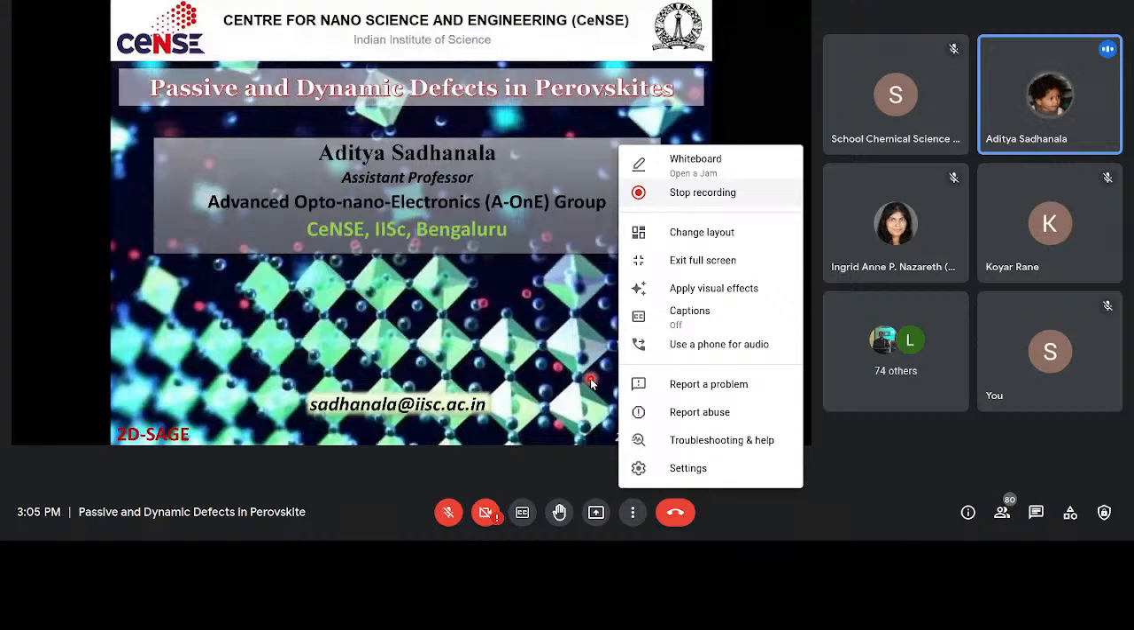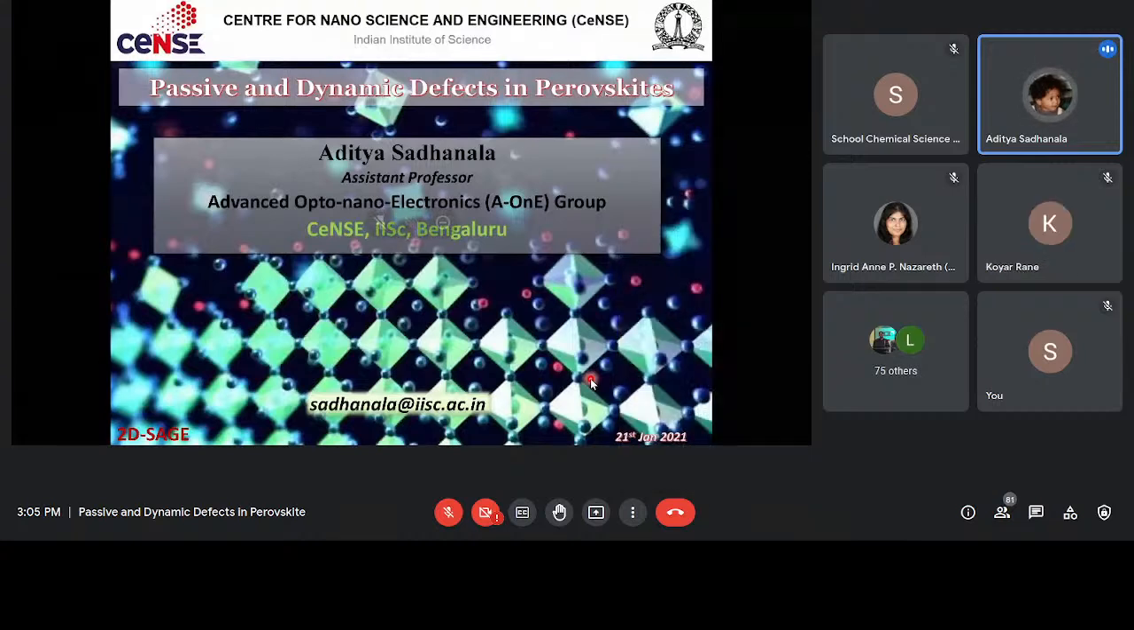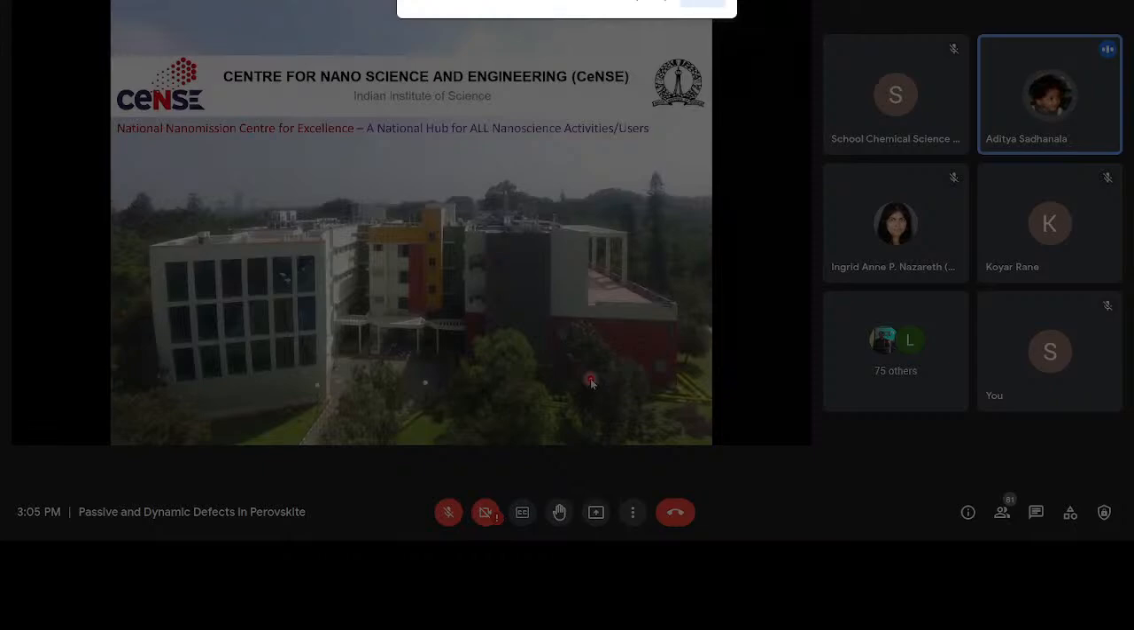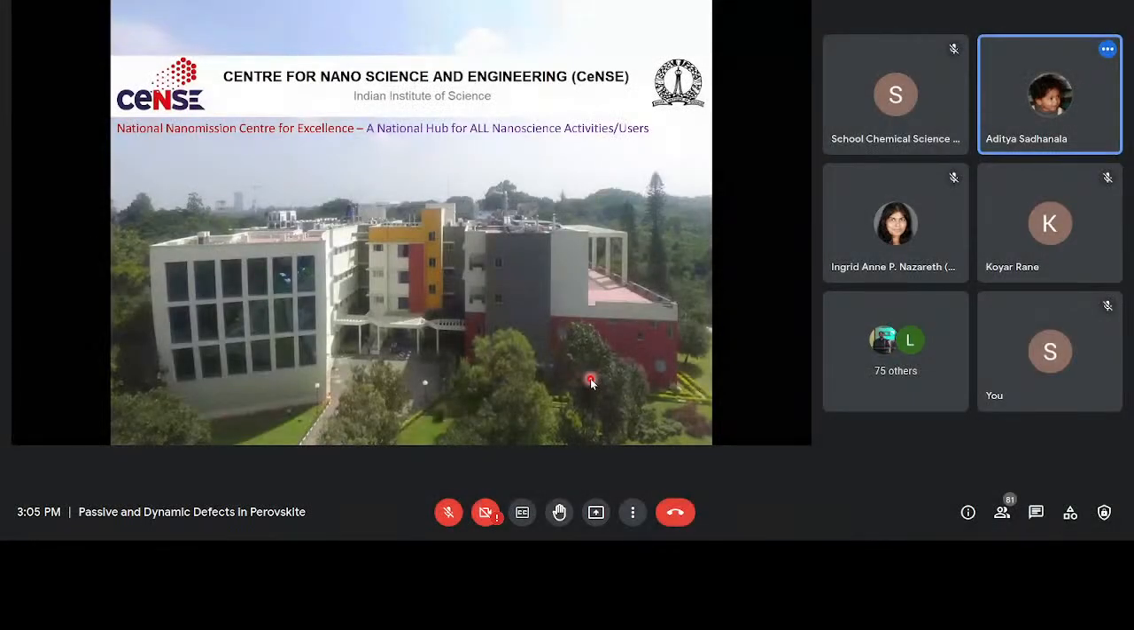So the topic of today is essentially about passive and dynamic defects in perovskites, and we'll go through a bit around it. But before we go there, let me introduce the place where I work. It's actually closer to you guys. So CeNSE, the Center for Nanoscience and Engineering, is a national hub for all nanoscience related activities. And it is a center which is open for all, which means that a person like me, or students like you, or professors sitting around, everyone has the same rules of access.